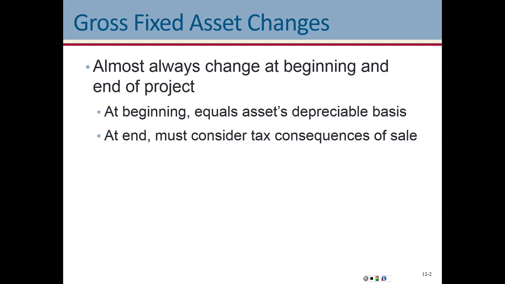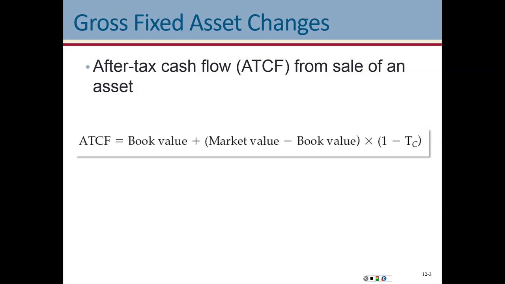At the beginning, we're going to be using money to buy the asset, right? So that's the depreciable basis. At the end, if we sell or when we sell whatever's left of our machine, we're going to get some money for it, and there's tax consequences. So this is basically the formula that we use to calculate the after-tax cash flows if we sell an asset, right? Basically, book value plus parenthesis market value minus book value times 1 minus TC, right?